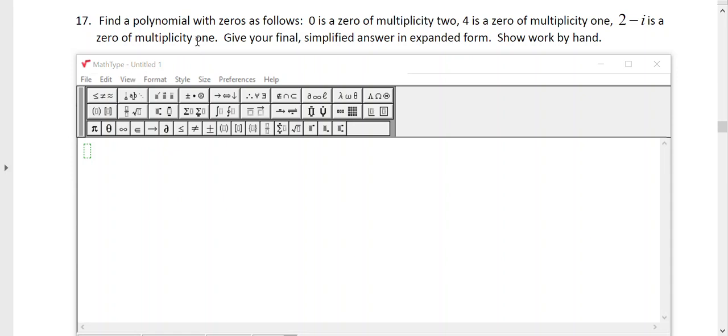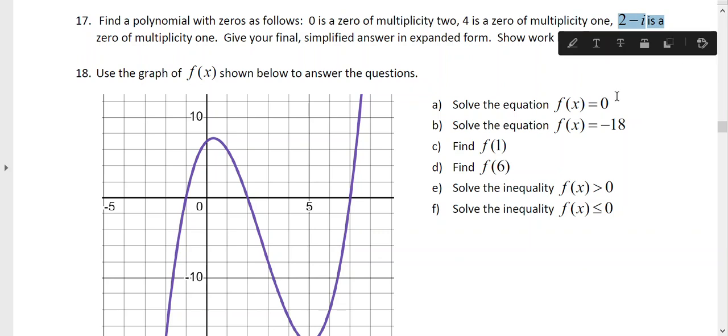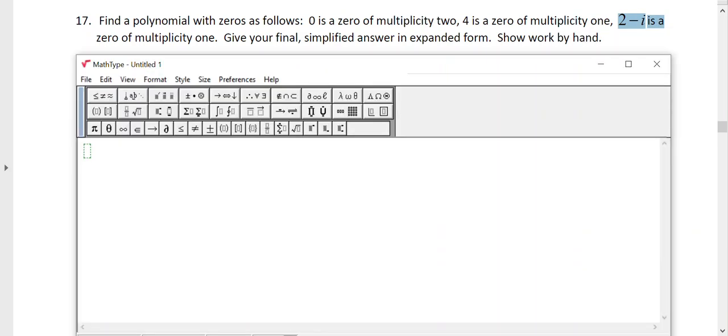Question 17 in the review asks us to find a polynomial with the zeros as follows. So 0 is a zero of multiplicity 2, 4 is a zero of multiplicity 1, and 2 minus i is a zero of multiplicity 1. So I'm going to write my zeros down.